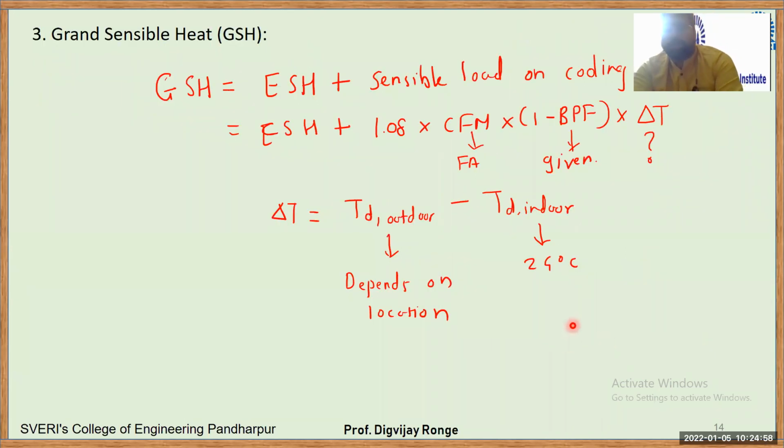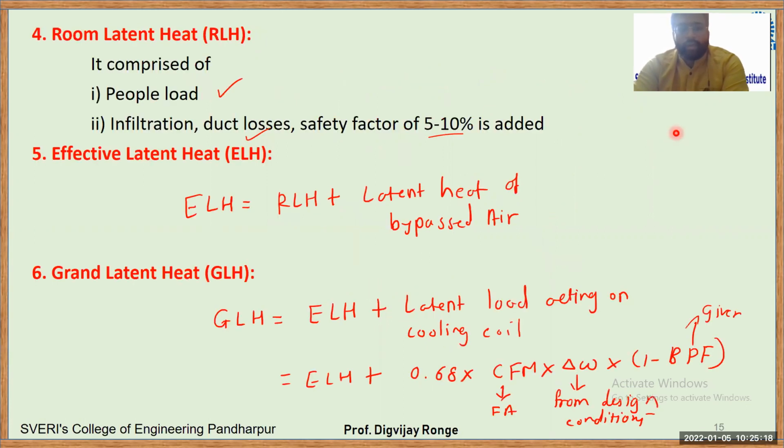Next was GSH, global sensible heat. In that case, it is ESH plus the sensible load acting on the cooling coil. Again, there is a formula: ESH plus 1.08 times CFM times (1 minus bypass factor) times delta T. Delta T here is again outdoor temperature minus indoor or design temperature.